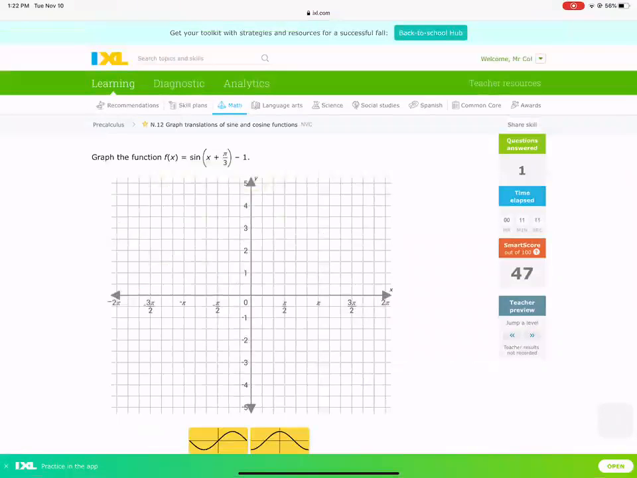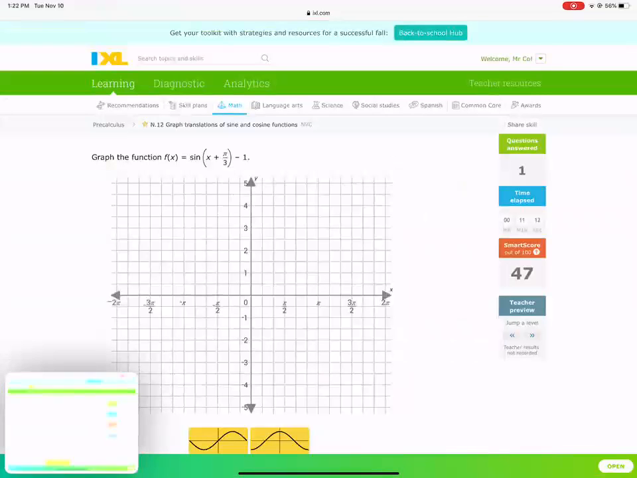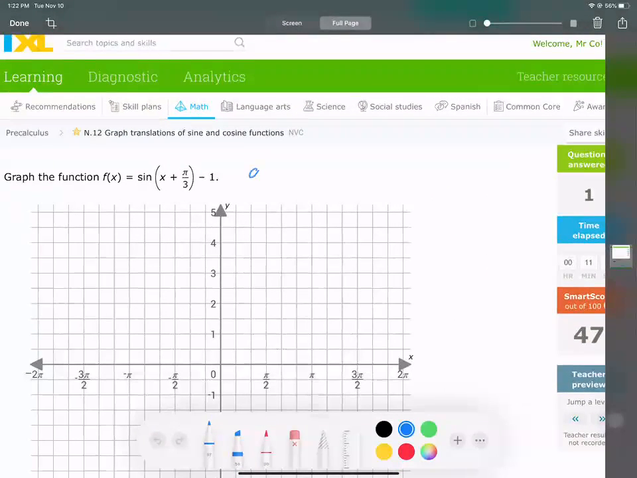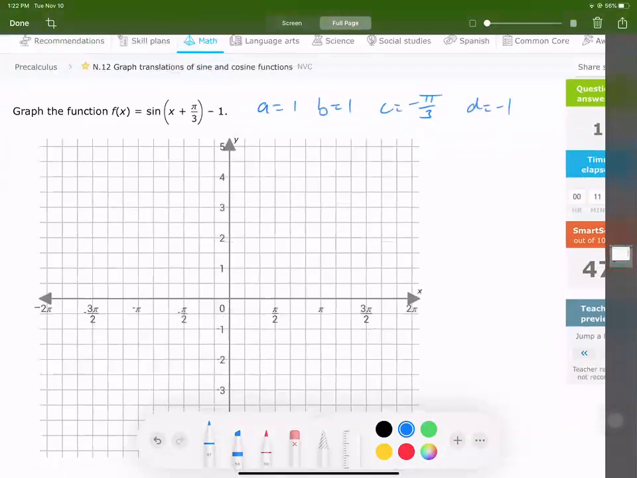All right, this one looks a little more tough. I see a fraction. Ooh, fraction. Okay, I'm not going to think about it. Just A is 1, B is 1, C, careful, is negative pi over 3, and D is equal to negative 1. We just follow these rules. Graph D first.